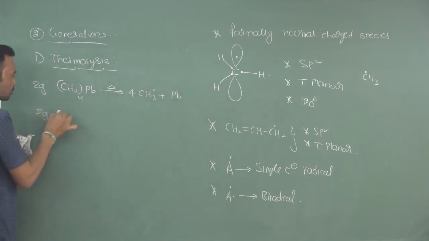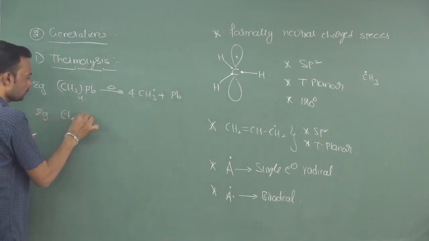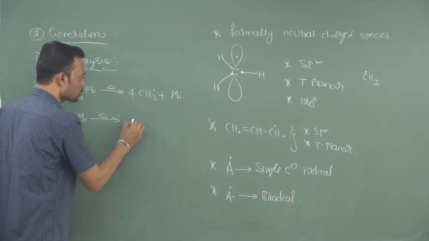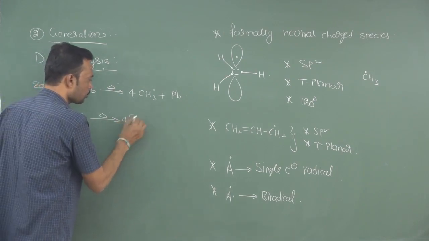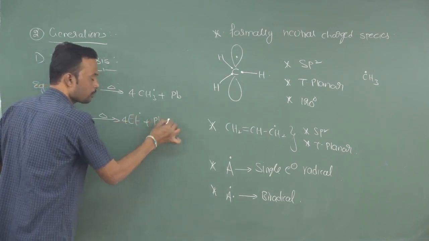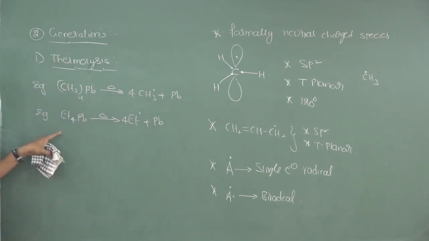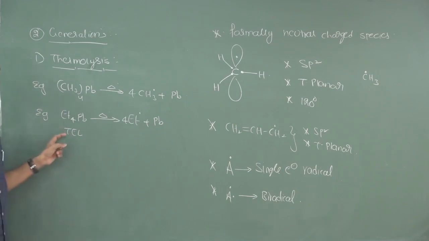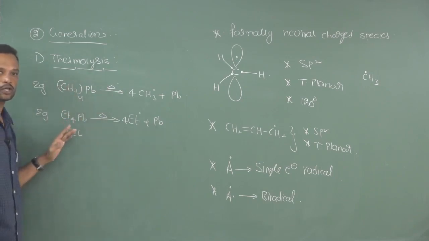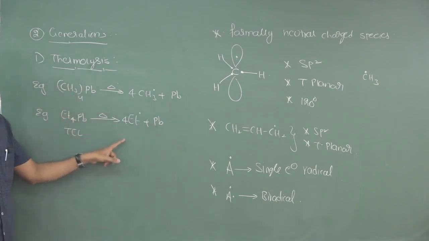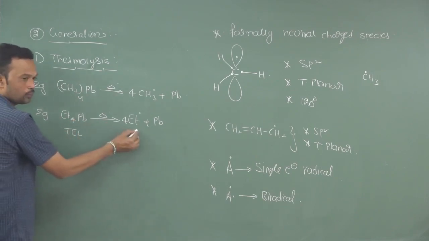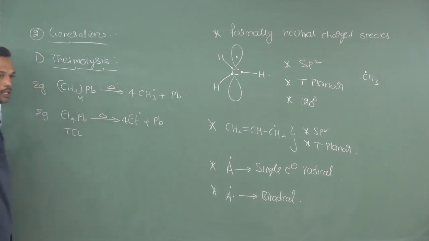And one more, we can also use tetraethyl lead. This is called TEL, tetraethyl lead, an anti-knocking agent. How many ethyl radicals will you get? 4 ethyl radicals, followed by lead. This is a very important one. TEL, tetraethyl lead, is an anti-knocking agent. I may ask which among the following is an anti-knocking agent. Tetraethyl lead is an anti-knocking agent. So tetraethyl lead on heating will give 4 ethyl radicals and then lead.